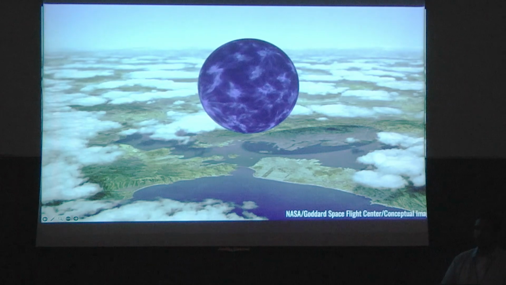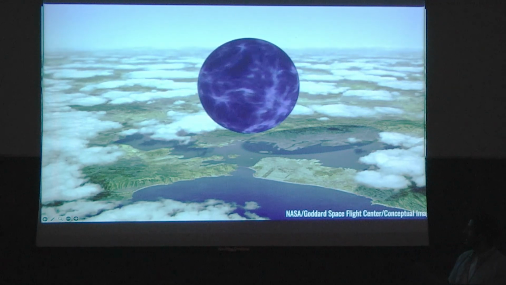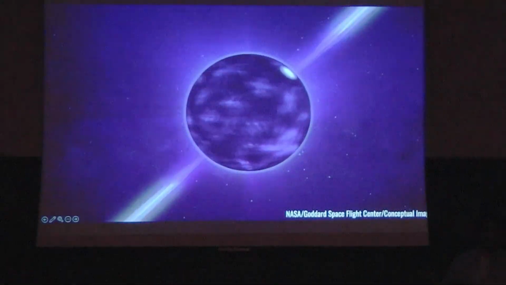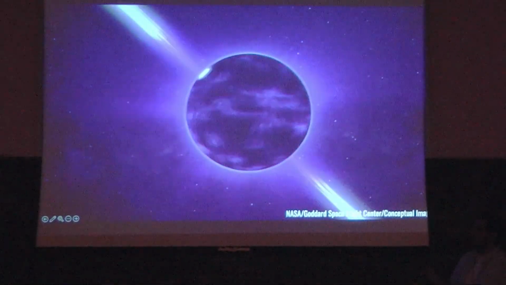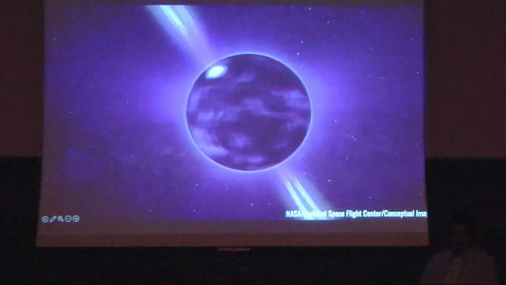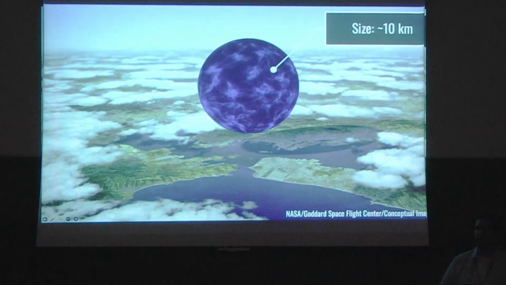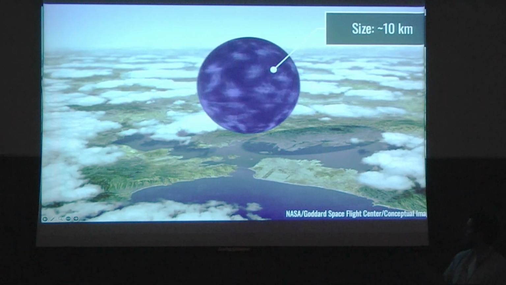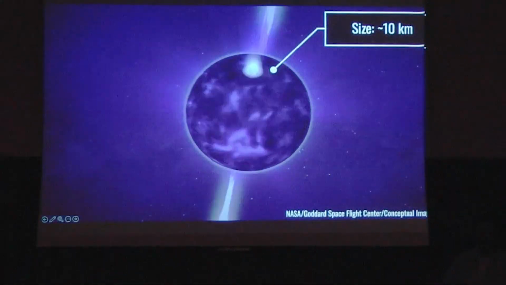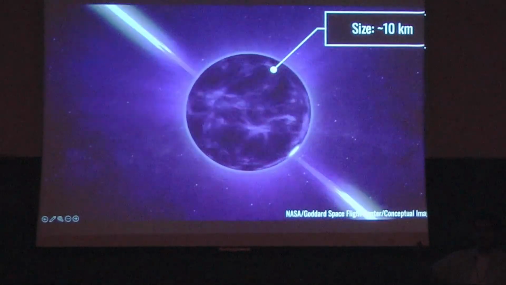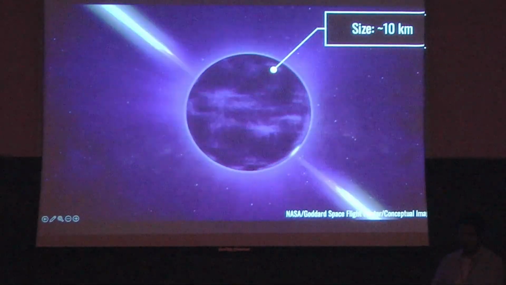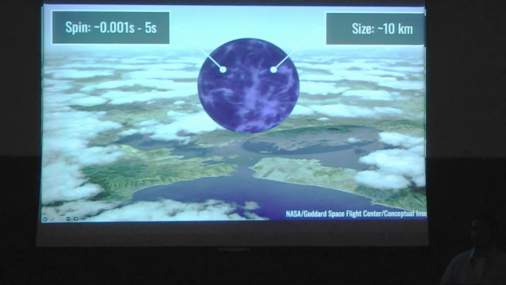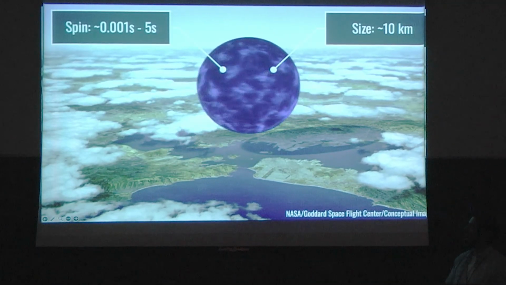So let's learn a little bit more about pulsars. Here I have this nice little video, and maybe you recognize the San Francisco Bay Area there. The size of a neutron star is on the order of 10 kilometers. So you have this very rapidly spinning neutron star that is about the size of the San Francisco Bay Area. It spins incredibly fast, on the order of a millisecond all the way up to 5 seconds.